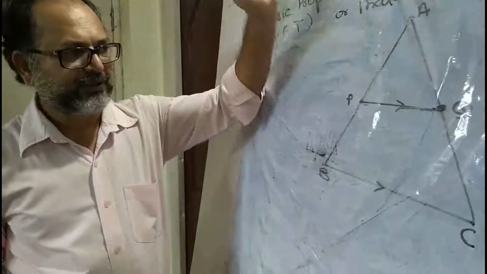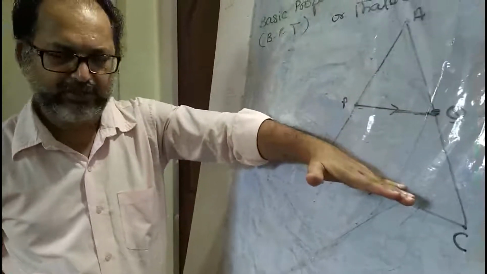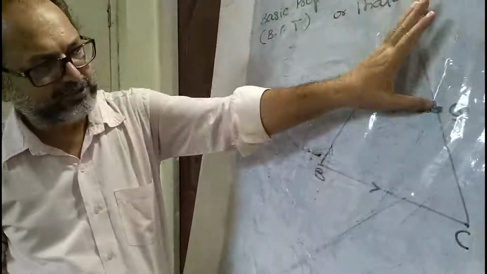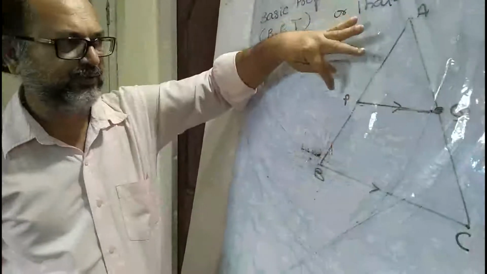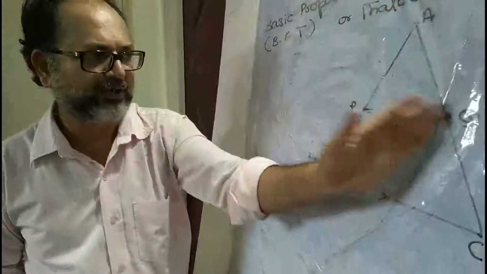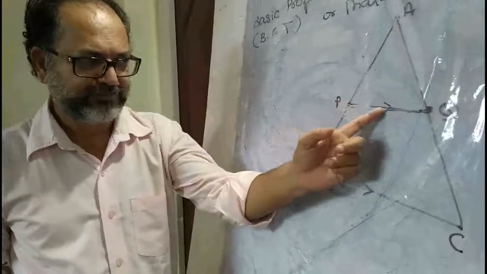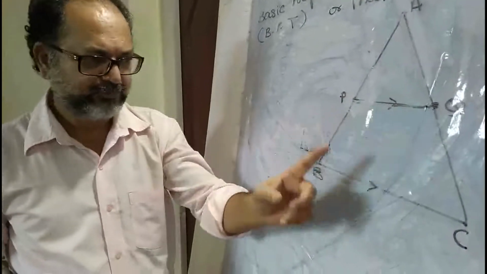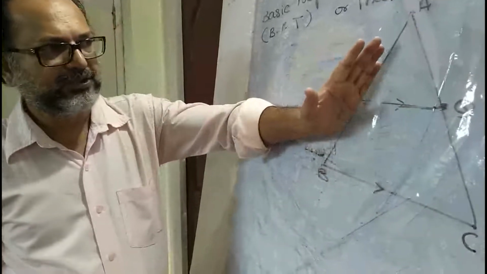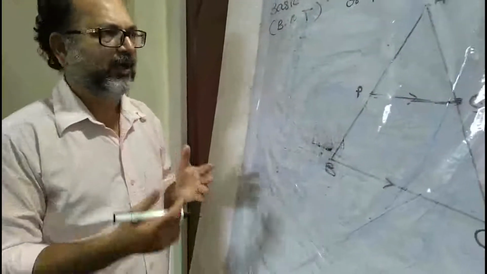So PQ is a segment which is intersecting these two sides AB and AC at P and Q. The theorem says that if this PQ is also parallel to BC, the third side, then these two parts and these two parts which we get as a result of this intersection are having the same ratio. This segment PQ, which is parallel to this side, will cut these two sides in the same ratio. Again, let me explain.